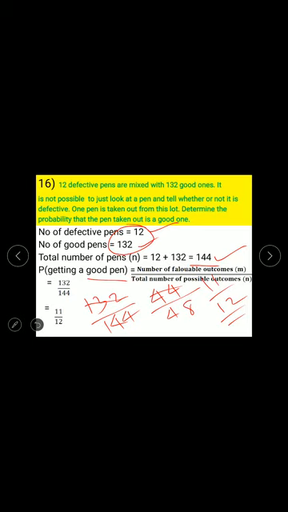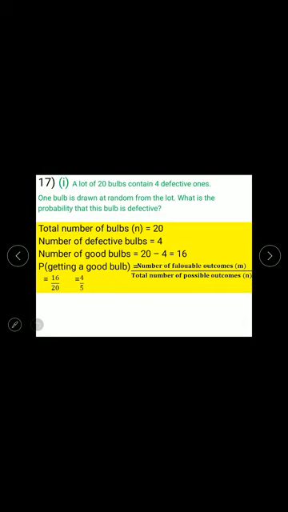Let us try the next question. Question number 17. A lot of 20 bulbs contains 4 defective ones. Before, it was 132 good pens and 12 bad pens mixed together. Here, what is the question? We have a packet of 20 bulbs, and 4 of them are defective.